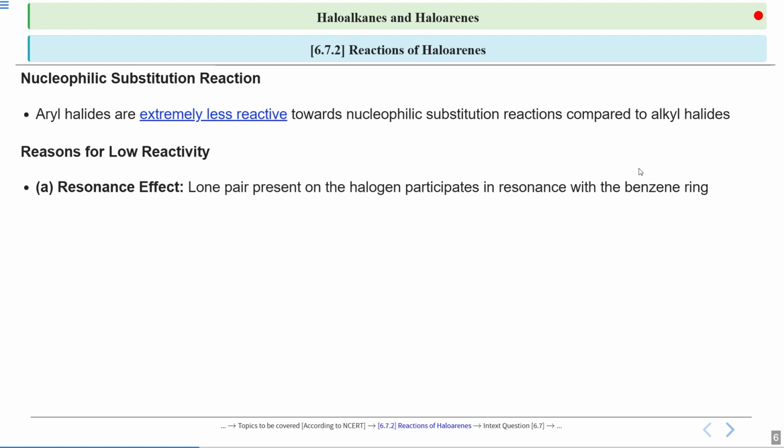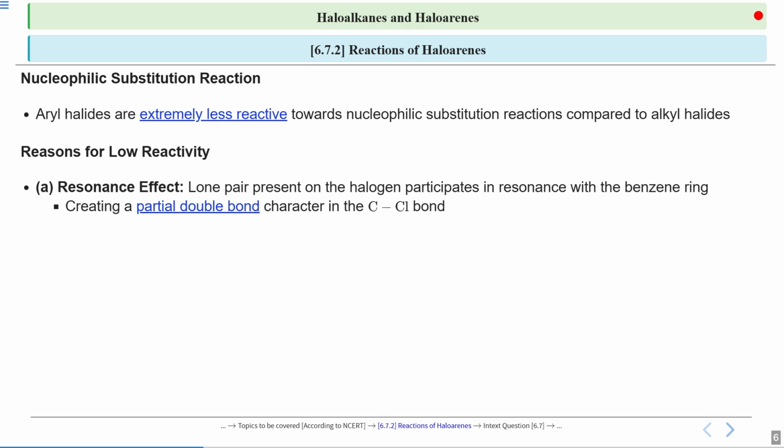Due to the presence of a lone pair on the halogen, the benzene ring attached to the halogen shows the resonance effect. The lone pair on the halogen participates in the resonance with the benzene ring. And due to this, a partial double bond character is built up in the carbon-chlorine bond, or you can say the carbon-halogen bond.